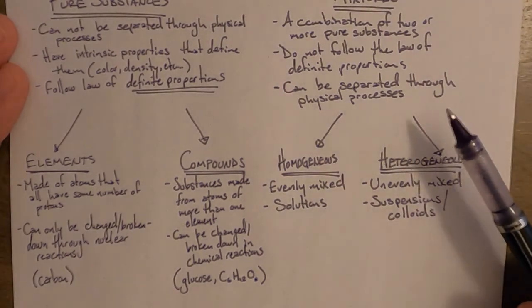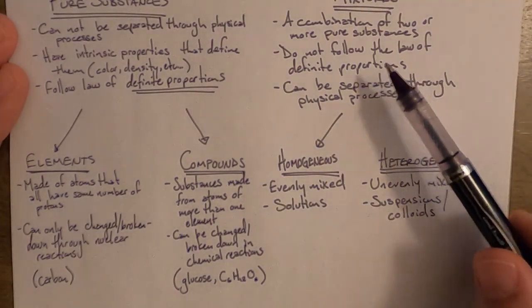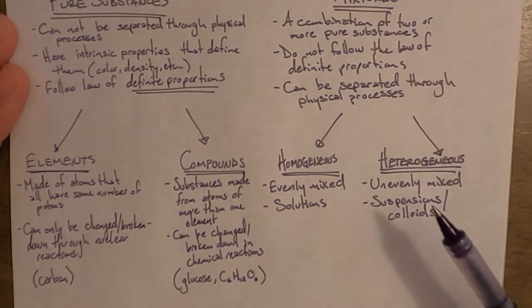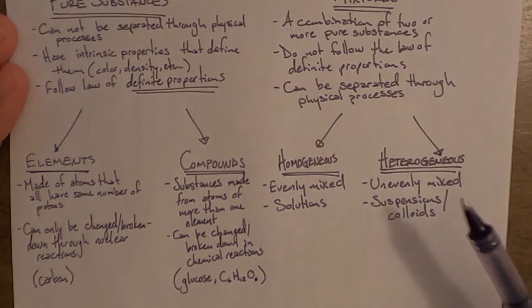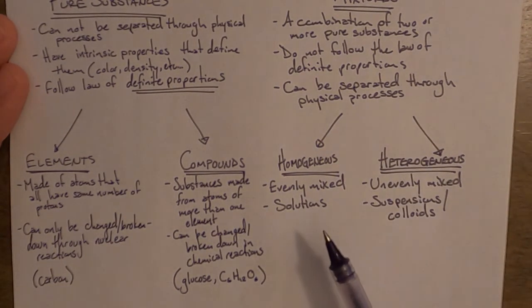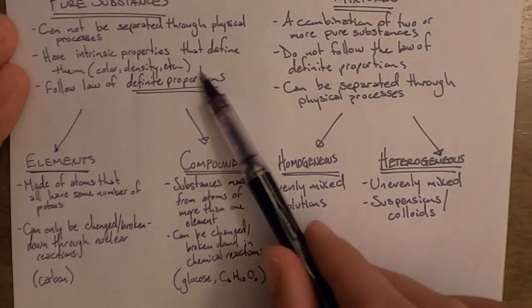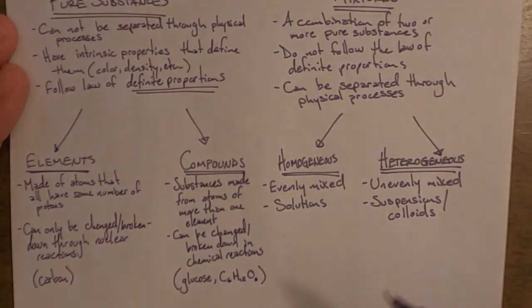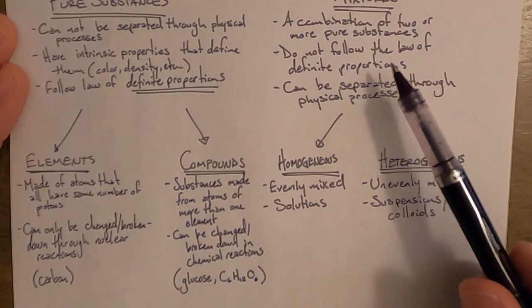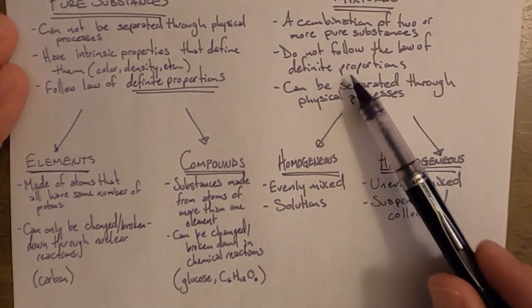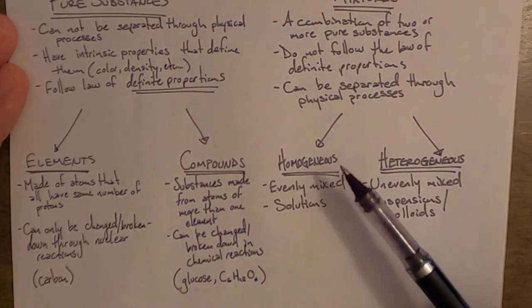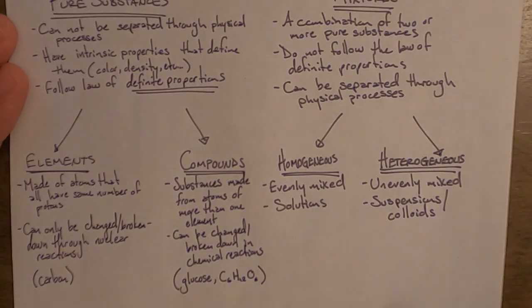And from those examples, you can see that they do not follow the law of definite proportions. You can have sugary water. So just saying to someone that you want some sugar water does not tell you a definite proportion of sugar and water. Sugar water could be any range, any ratio of sugar to water. And so, again, mixtures do not follow the law of definite proportions because they could have any amount of the different components in that mixture.